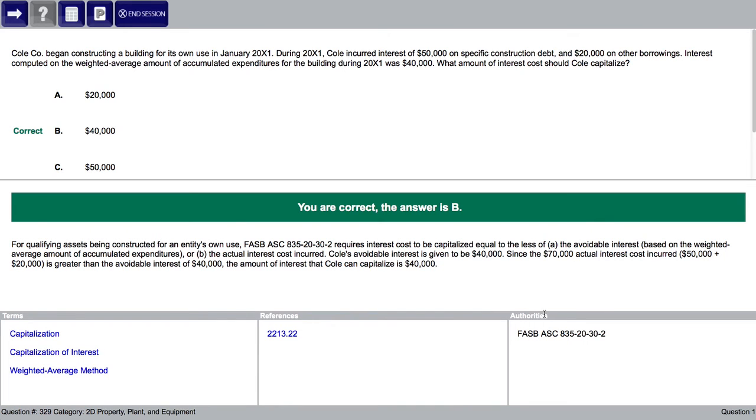What's the takeaway here? If you're doing a question over in FAR, and a company is constructing a building for its own use, and how much of the interest should you capitalize? You take the total amount of interest for the period and compare it to the avoidable interest, and you will know that it's the avoidable interest because it's the weighted average amount of the accumulated expenditures for the building, and that's the avoidable interest cost. You take the lesser number, and hopefully that will help you on exam day.